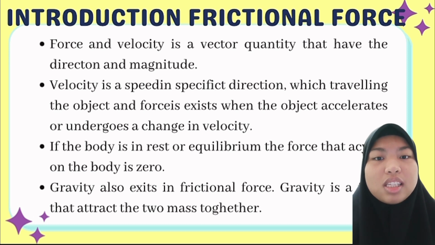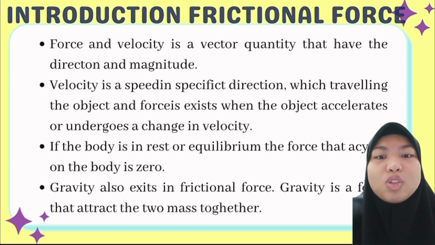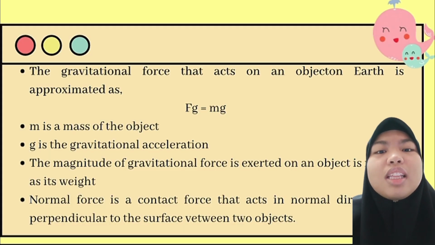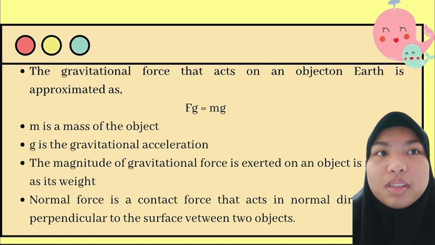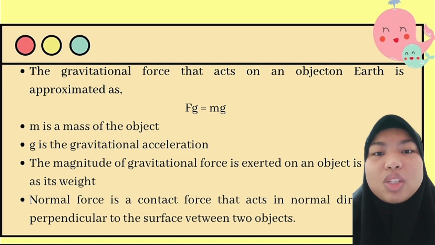If the body is at rest or in equilibrium, the force acting on the body is zero. Gravity also exists in frictional force. Gravity is a force that attracts two masses together. The gravitational force that acts on an object is approximated as Fg equals mg, where m is the mass of the object and g is the acceleration due to gravity. The magnitude of the gravitational force exerted on an object is referred to as its weight.